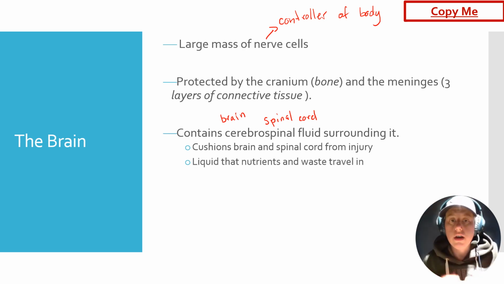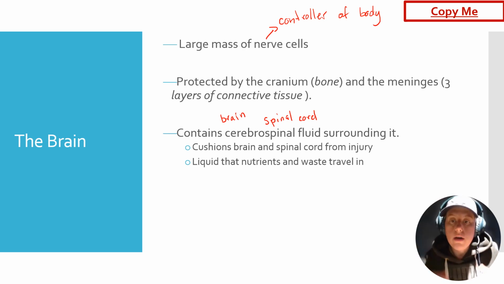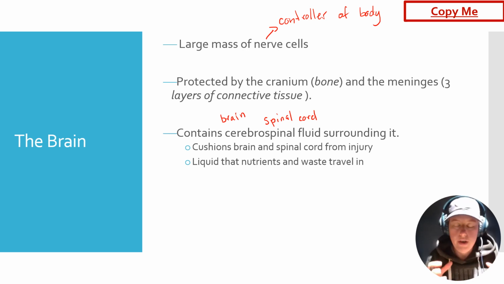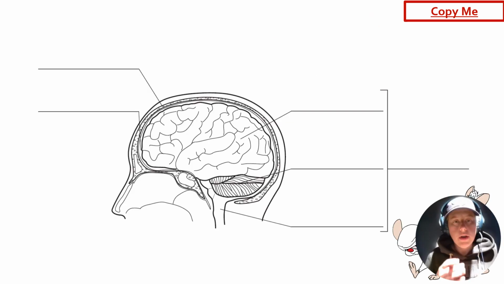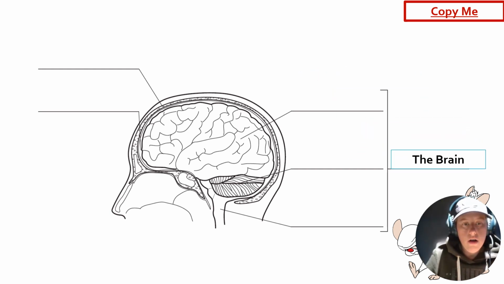The second function of cerebrospinal fluid is that this is where nutrients and waste can travel in between. Because, recap, the neuron requires a ridiculous amount of glucose and oxygen to function. So the cerebrospinal fluid is the medium where you can have nutrients and waste going to and fro. So let's look at the parts of the brain. If we're looking at this right here, first and foremost, the brain is all of these structures right here. So our brain is this structure right here.